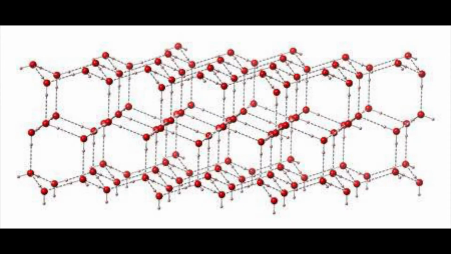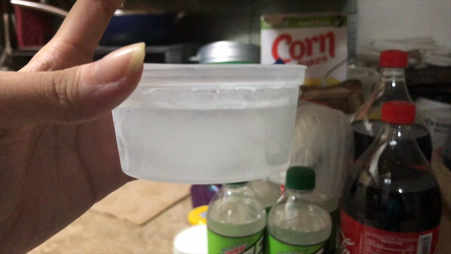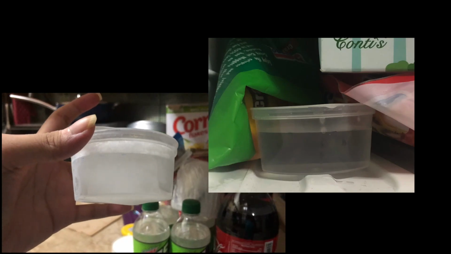This can be explained through the hexagonal crystalline structures formed by the water molecules as they freeze, that create more space between them, making solid ice less dense than liquid water.